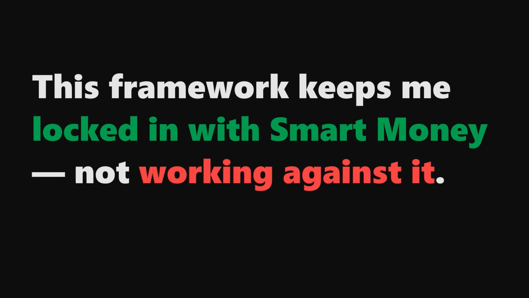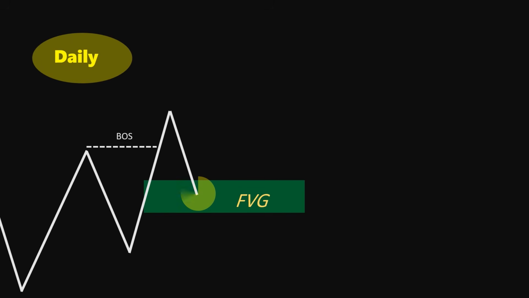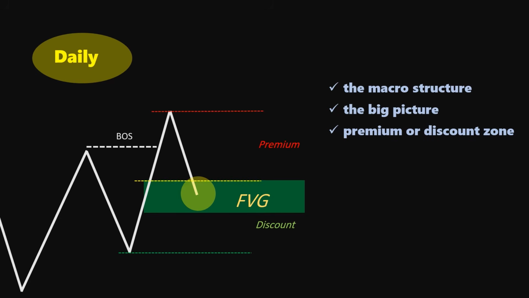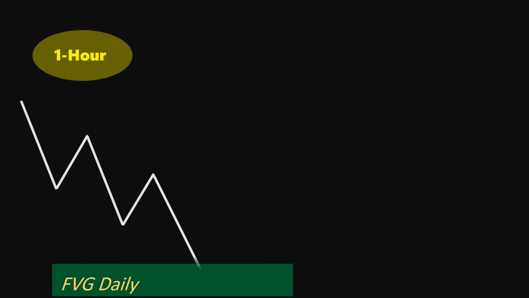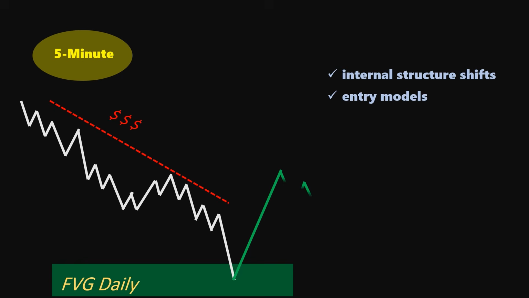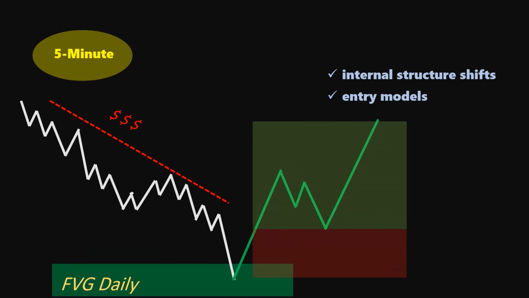The daily gives me the macro structure, the big picture. That's where I determine the overall trend and whether we're sitting in a premium or discount zone. The 1-hour chart helps me fine-tune my points of interest, refining key zones where I want to do business. And the 5-minute, that's where I wait for internal structure shifts and execute my entry models. Every time frame has a specific role, and when you start mixing them up or using them inconsistently, you create confusion, and with that comes inconsistent results.